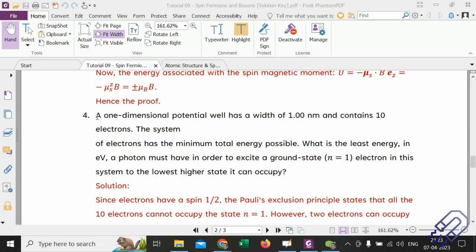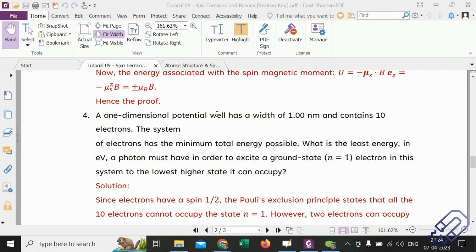The question says a one-dimensional potential well has a width of 1 nanometer and contains 10 electrons. So it is basically a one-dimensional potential well. The width is given and it has got 10 electrons. So let's look into this from an understanding point of view.